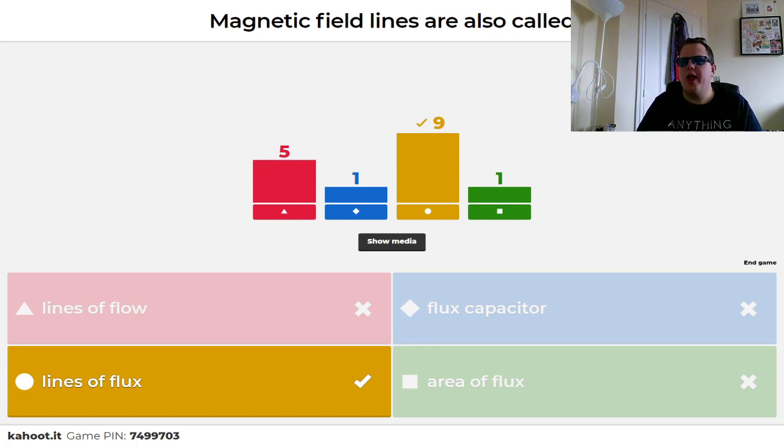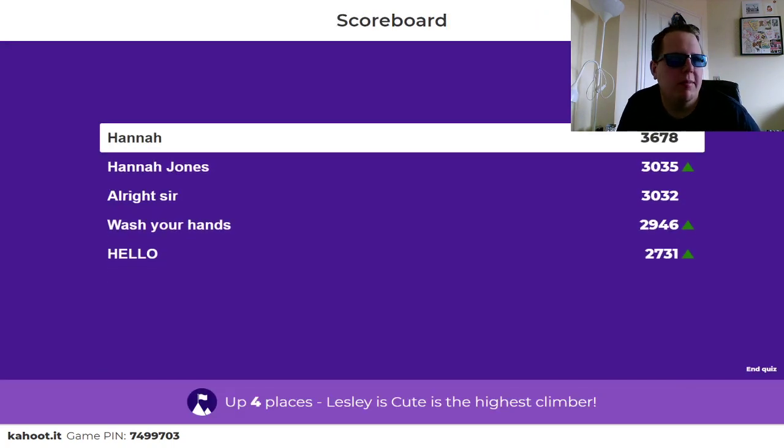Well done, 9 people who got that right. They're also called lines of flux. So, lines of flux, magnetic flux density. We also call them lines of flux.